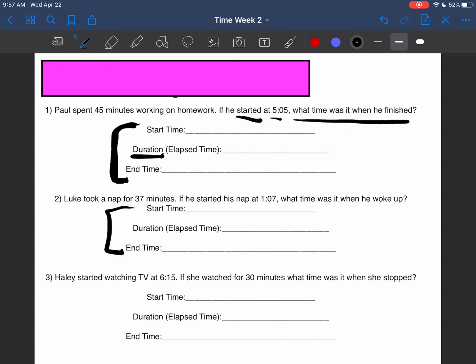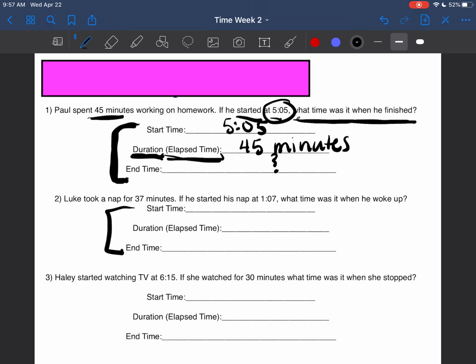So let's fill in our graphic organizer. What time was it when Paul started his homework? It was 5:05. What is our duration, or the elapsed time? How much time does he spend doing his homework? Well, the problem says Paul spent 45 minutes. And finally, what is our end time? Well, the question says, what time was it when he finished? So do we know what time it was? No, we don't. So that's what we're going to solve for in this problem.